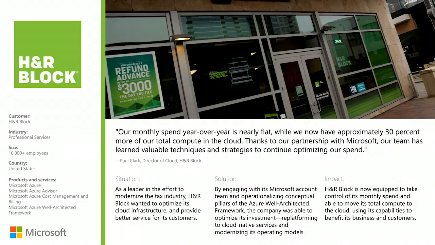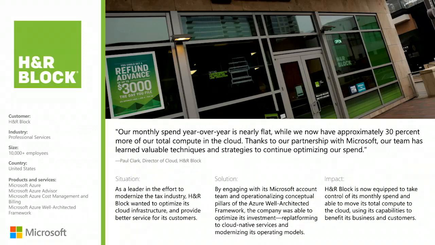By engaging with the Microsoft account team and operationalizing conceptual pillars of the Azure well-architected framework, the company was able to optimize its investment, re-platforming to cloud-native services, and modernizing its operating models. The impact is that they're now equipped to take control of their monthly spend, and they're able to move their total compute to the cloud, using its capabilities to benefit its business and customers.